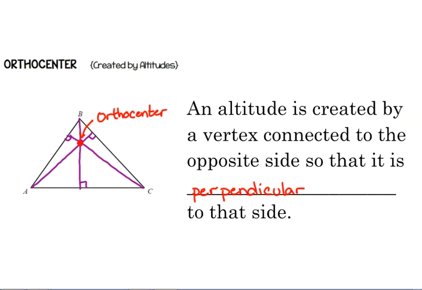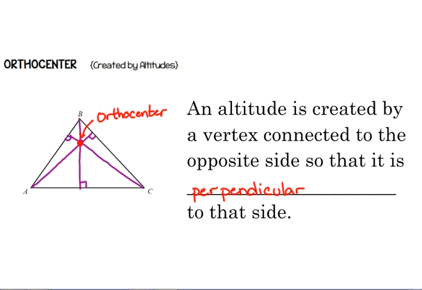Depending on what kind of triangle you're looking at, sometimes these centers are not actually inside the triangle. It is possible for the orthocenter to be on the triangle. For example, in the case of, I think, a right triangle, the orthocenter would actually be on one of the vertices. And it is possible for it to be outside of the triangle as well.